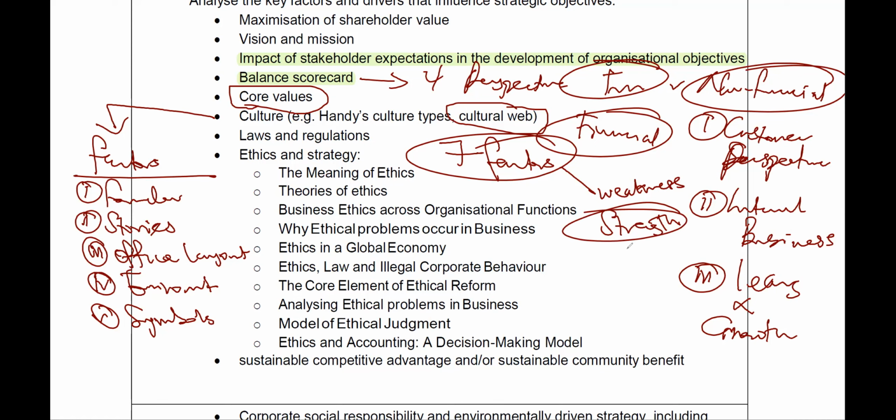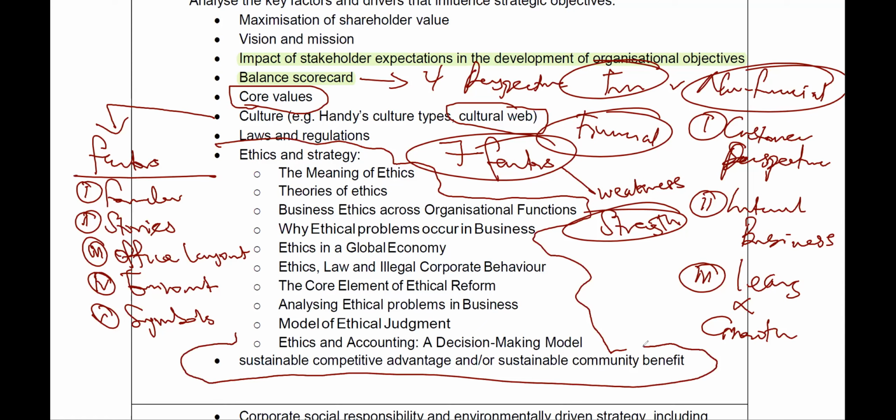So when it comes to this part, you see, as part of strategic objectives, they brought ethics. And trust me, ethics is one area you don't want to mess with. It's so broad, right? See, ethics alone. Boom. And even social responsibility is part of ethics. You can see it down here. So ethics, what is ethics? The theories of ethics. Business ethics across organizational functions.